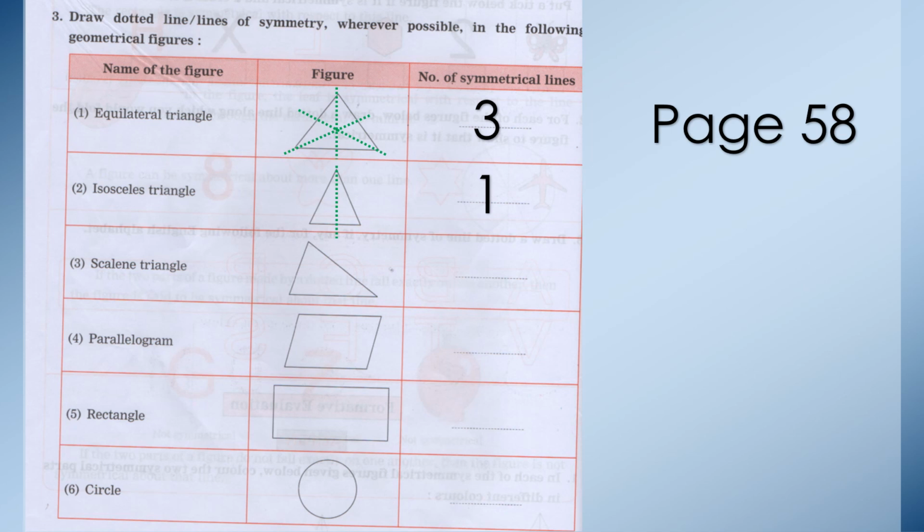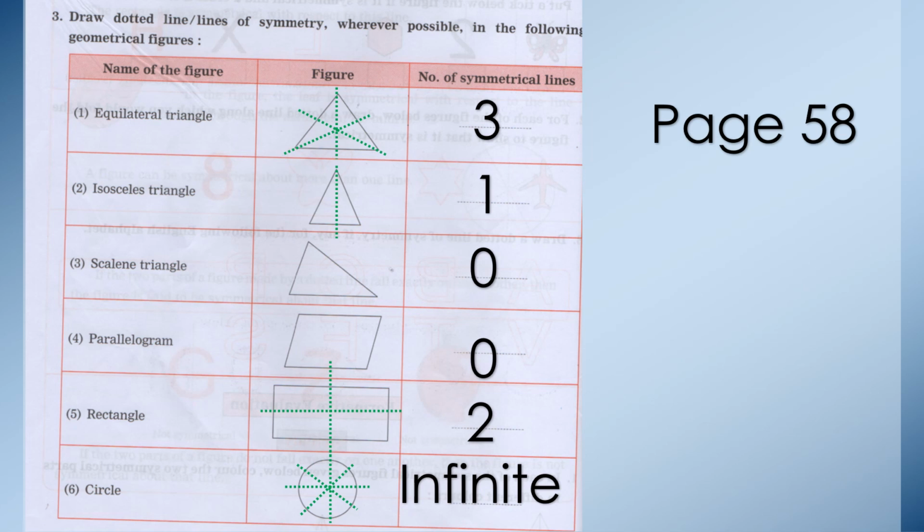Parallelogram, also we cannot draw any symmetrical line. So that is also not a symmetrical figure. So 0 symmetrical lines. Rectangle, we can draw 2 symmetrical lines in a rectangle. Circle, in a circle we can draw any number of symmetrical lines passing through the middle. So the number of symmetrical lines is infinite.